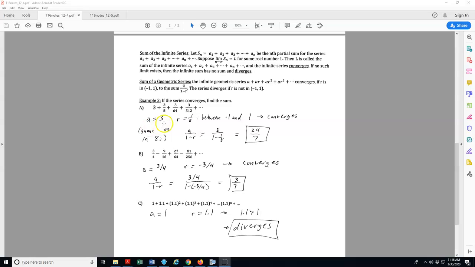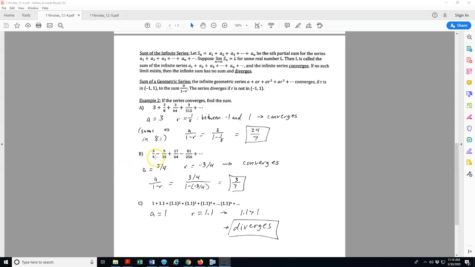So here a is the first term, which is 3. Remember, r is the second term over the first term, or the third term over the second term. Those should all give me the same value. Here I get 1 over 8. Since 1 over 8 is between -1 and 1, that means we will converge. So let's use our formula, which gets me 3 over 1 minus an eighth, and then I get that this converges to 24 over 7.